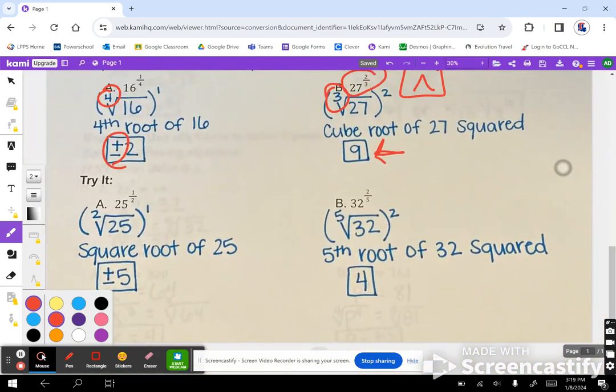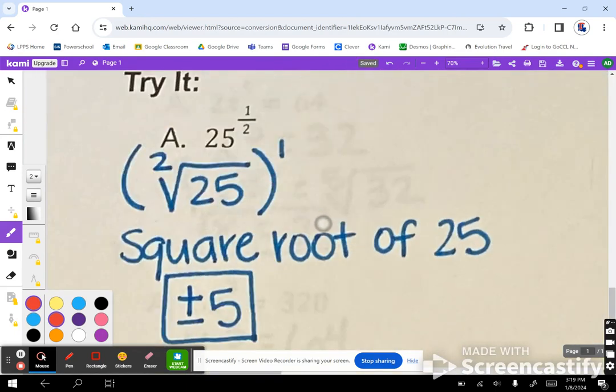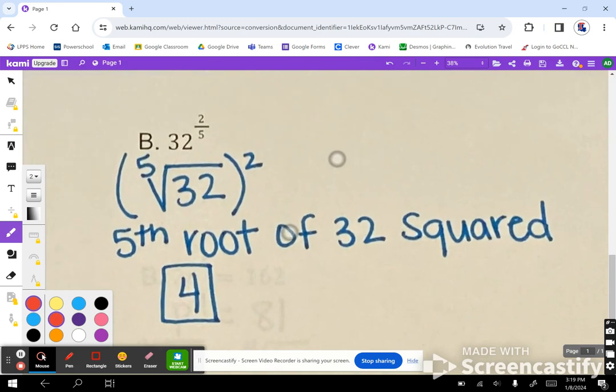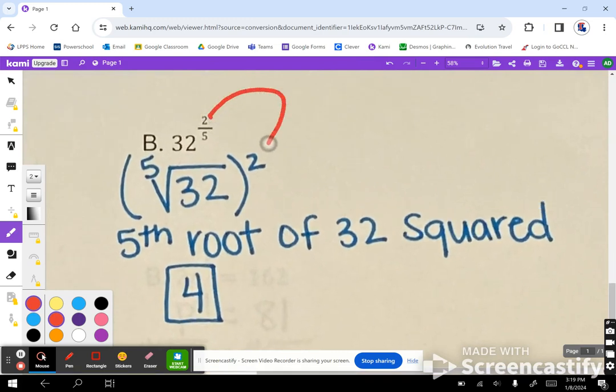Okay. Your next 2, same thing. Your numerator is your exponent. Your denominator is your index. That is 25, the square root of 25, positive and negative 5, because your index is even. The numerator is your exponent. Denominator is your index. Your base is your radicand. The fifth root of 32 squared.